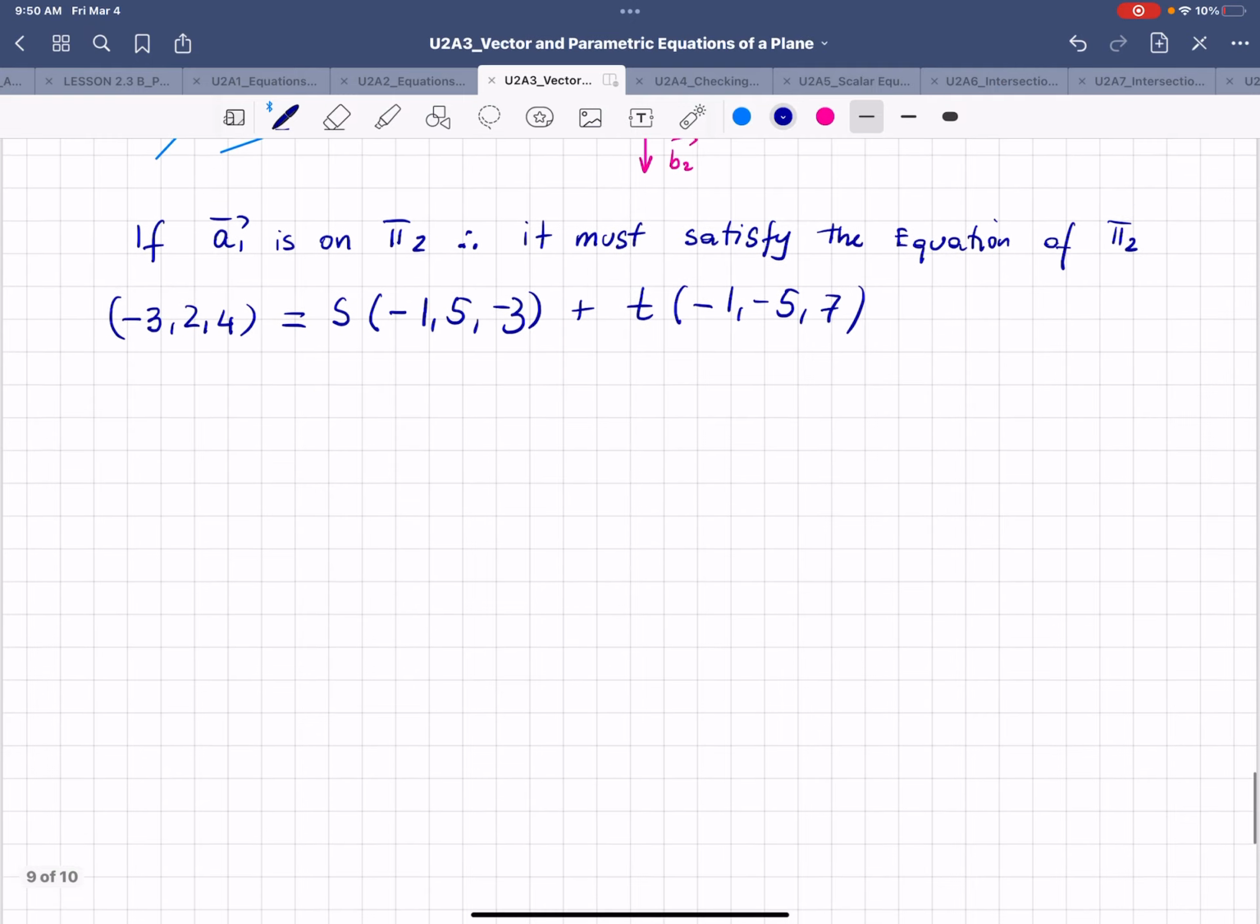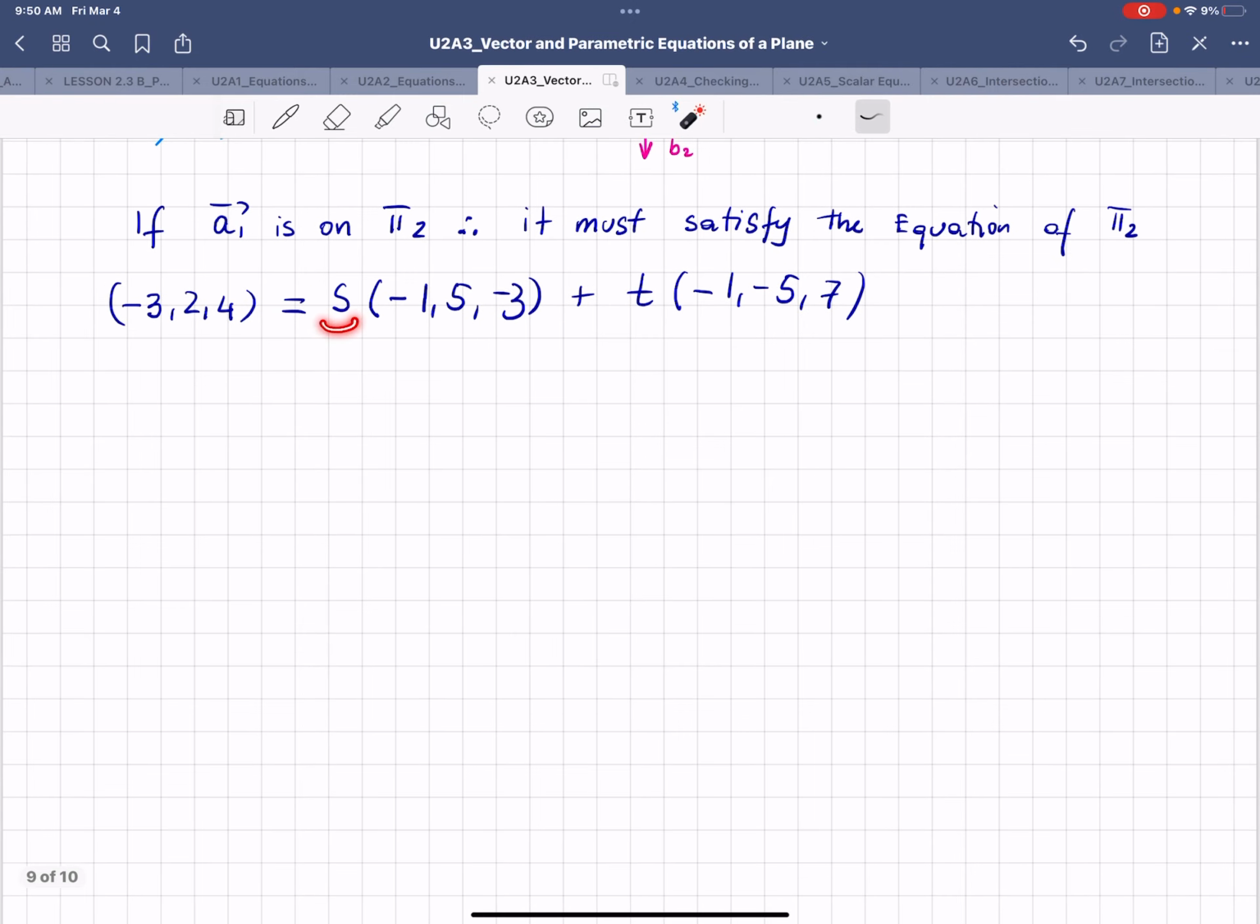If we're able to find a possible value of S and a possible value of T that can satisfy or help this point fit in the equation, then we would say that both equations represent the same plane. So let's get started. So here we have the x coordinates.